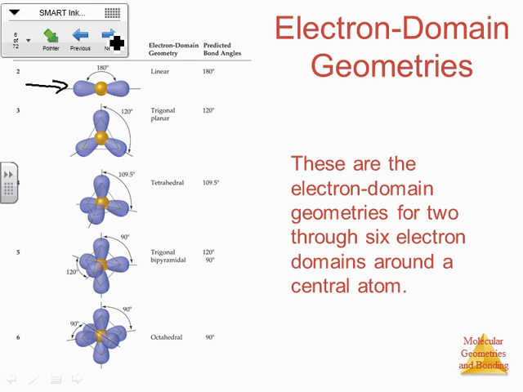If you have 3 domains, the way that they get as far away from each other as possible is a trigonal planar arrangement. 4 domains is going to be tetrahedral. 5 domains is going to be trigonal bipyramidal. And 6 domains is going to be octahedral.